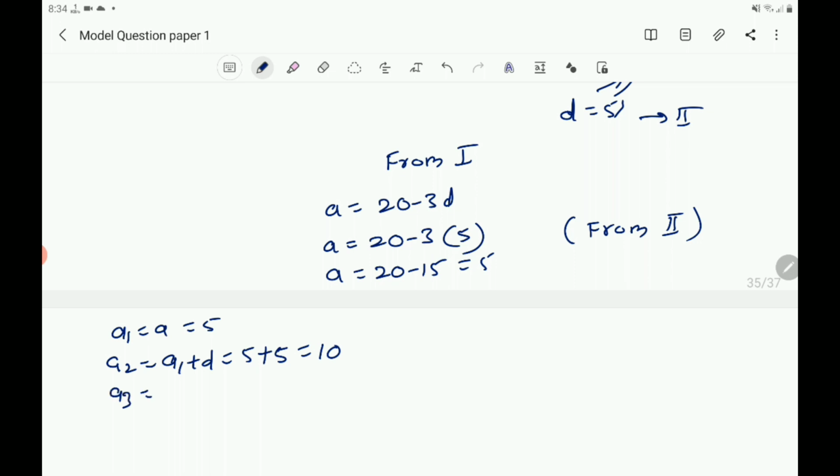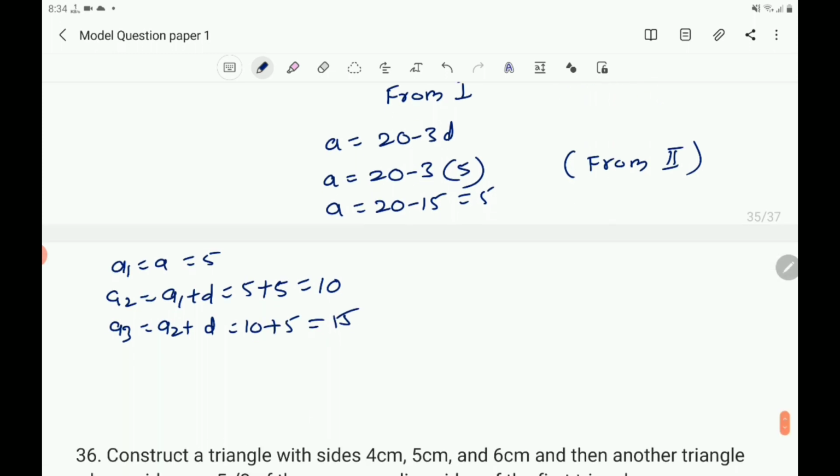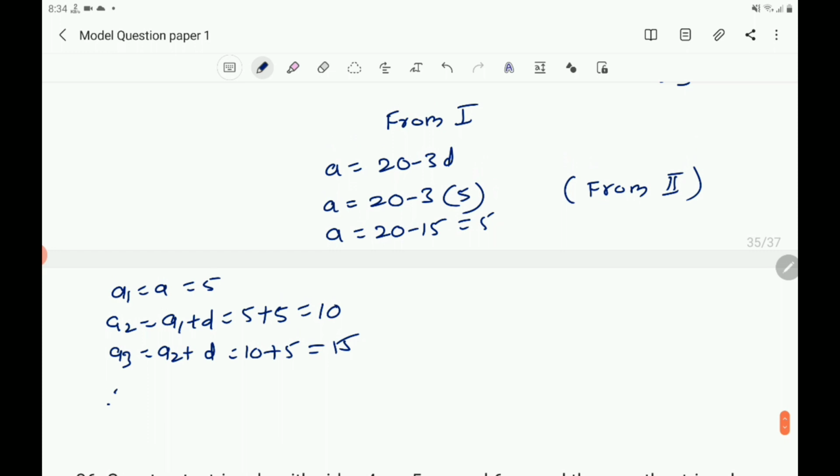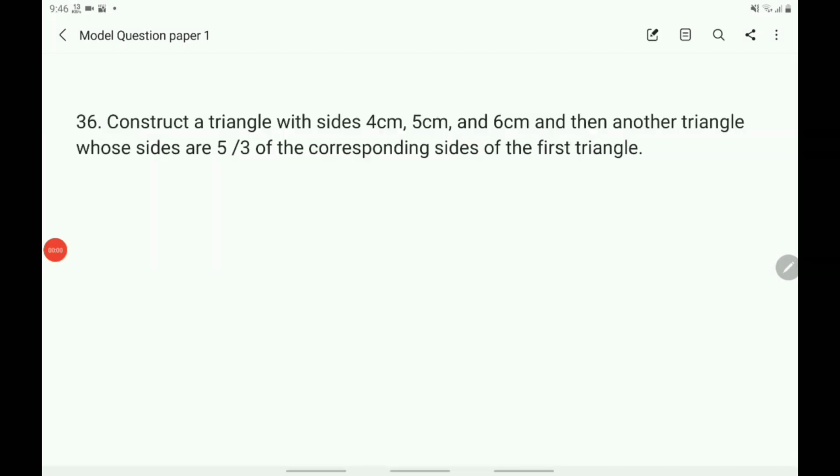Then A3, A2 plus D, that is 10 plus 5 equals 15. Therefore the AP is 5, 10, 15, and so on.